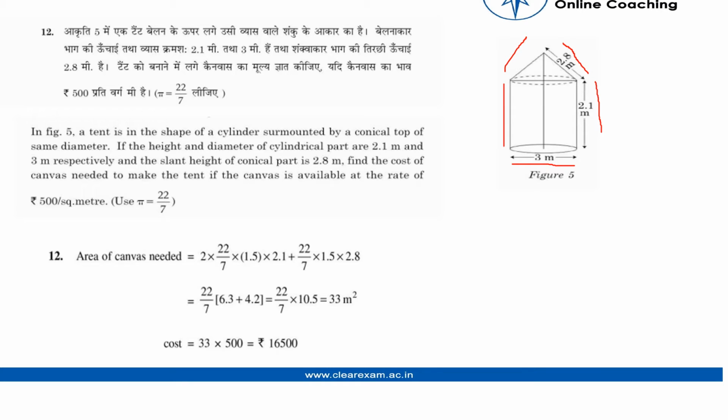We need to find the cost of canvas needed to make such a tent if the canvas is available at the rate of rupees 500 per square meter. So we just basically need to calculate the lateral surface area of the cylinder and cone and then add them.